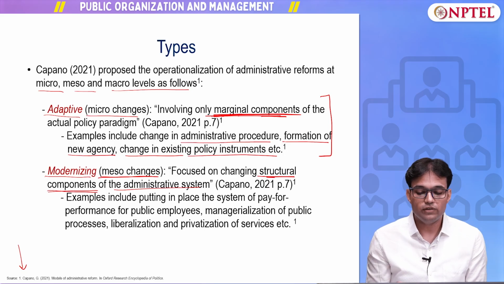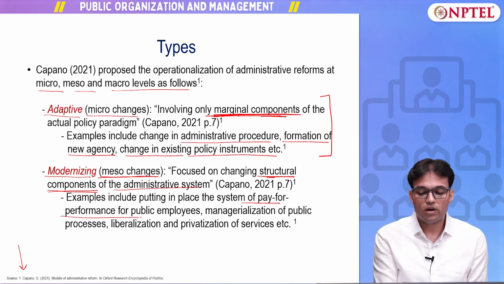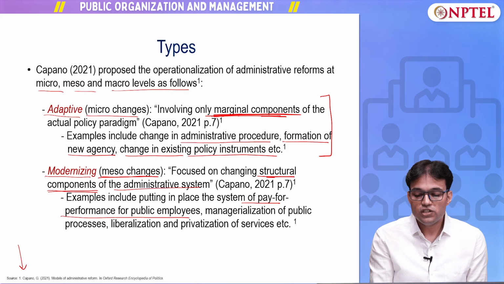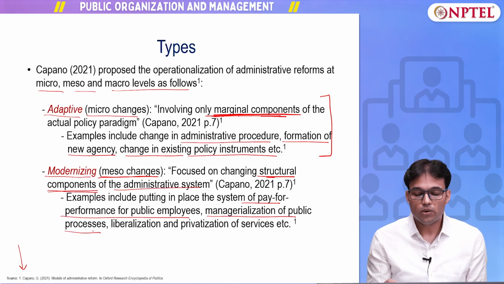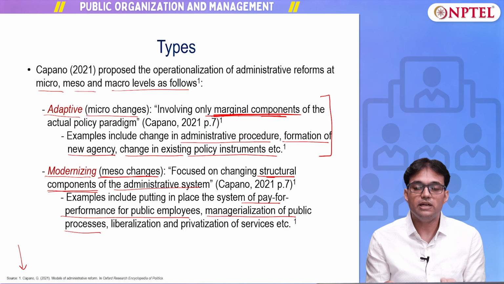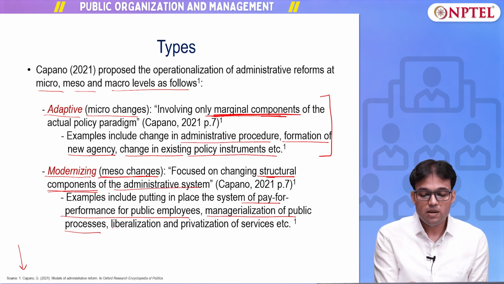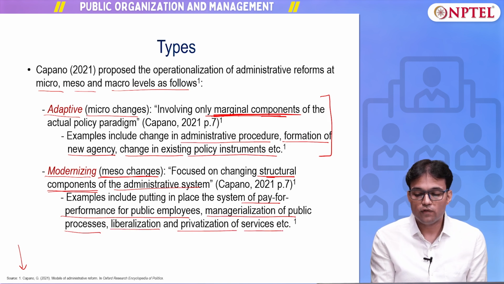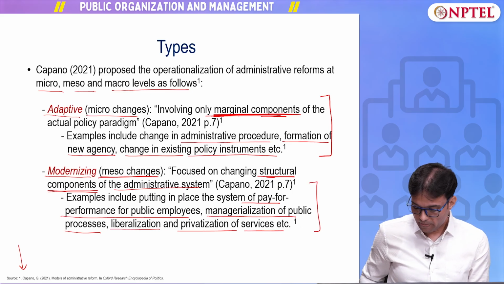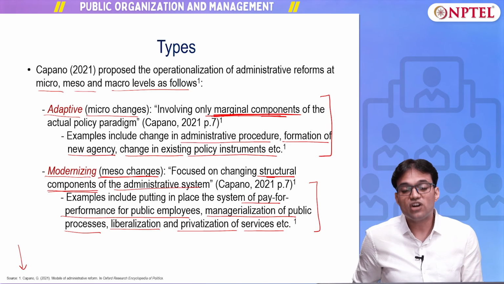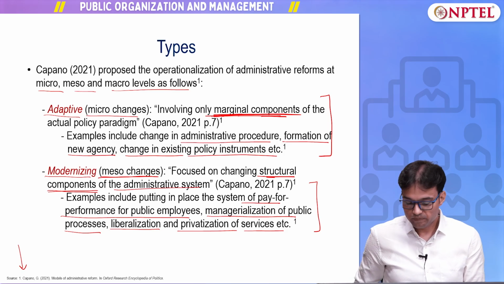Now, examples of this include putting in place a system for pay for performance for public employees. You have to change the structure for that. Managerialization of public processes, bringing in more of the concept of managerialism in public sector processes, and liberalization and privatization of services. So these are other examples of modernizing administrative reforms, meso changes. The focus is on bringing structural component changes, right?